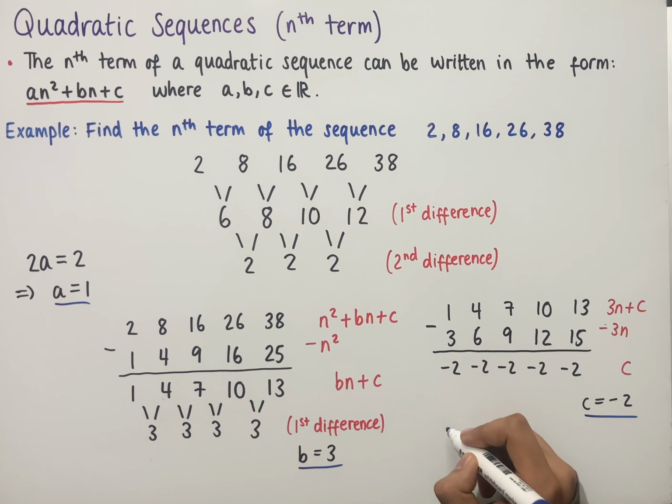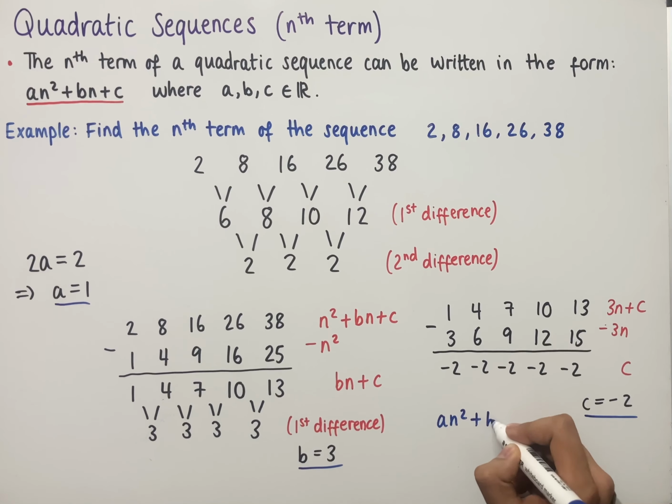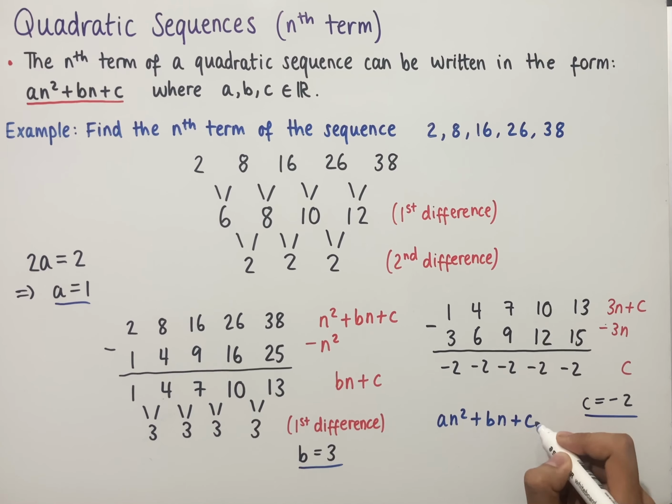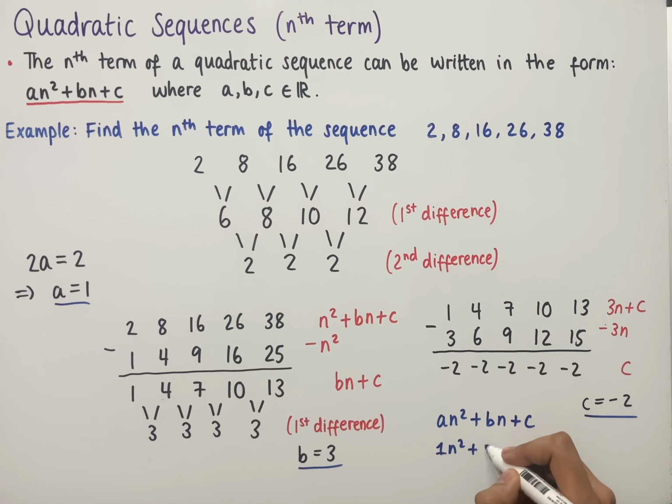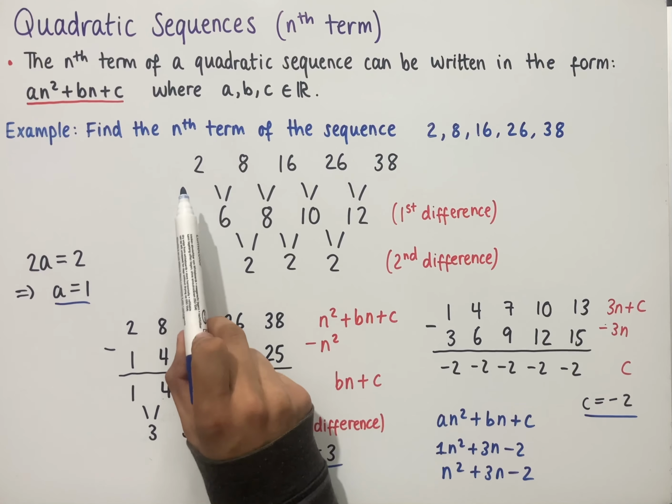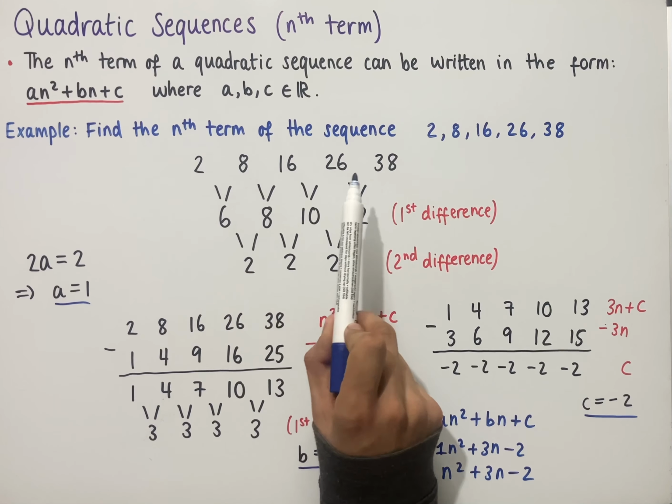So comparing this with the general form for the nth term of a quadratic sequence, an squared plus bn plus c, for our sequence we would have 1 times n squared plus 3 times n plus minus 2. In this case, simplifying to n squared plus 3n minus 2, which is the nth term of the sequence 2, 8, 16, 26, 38.